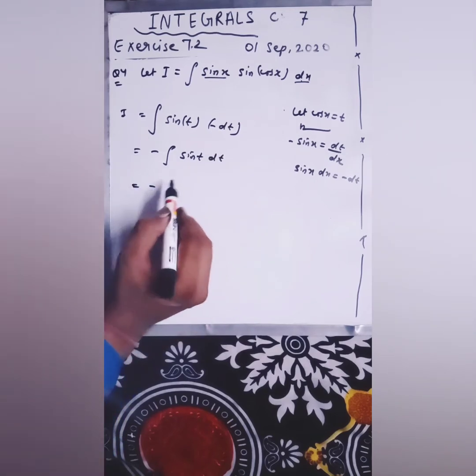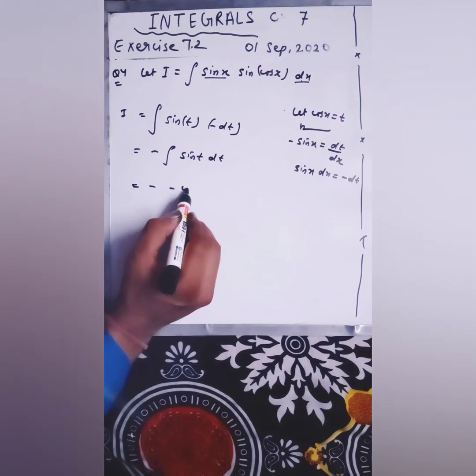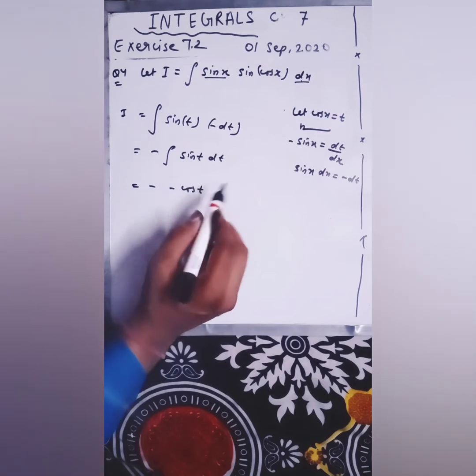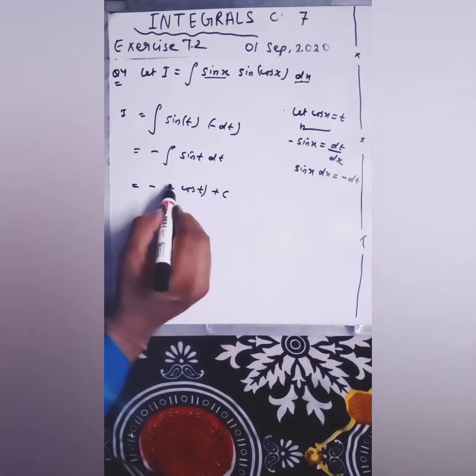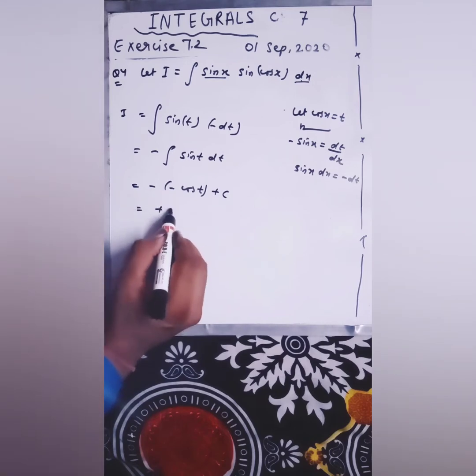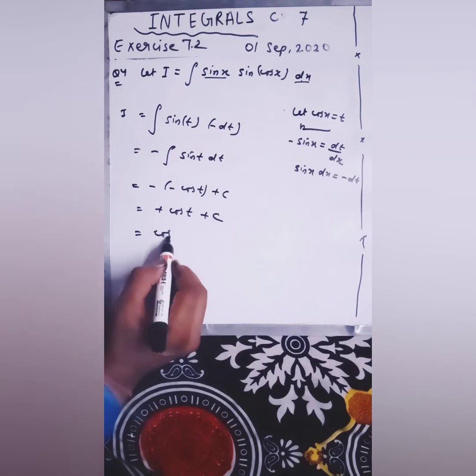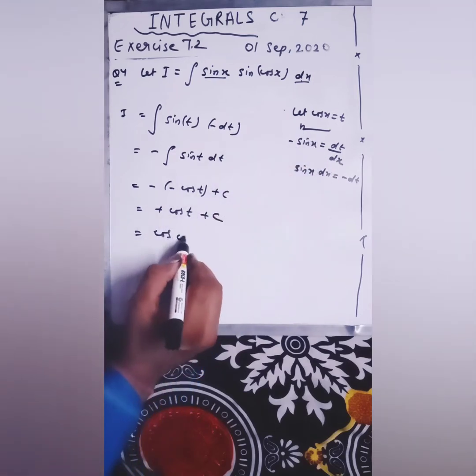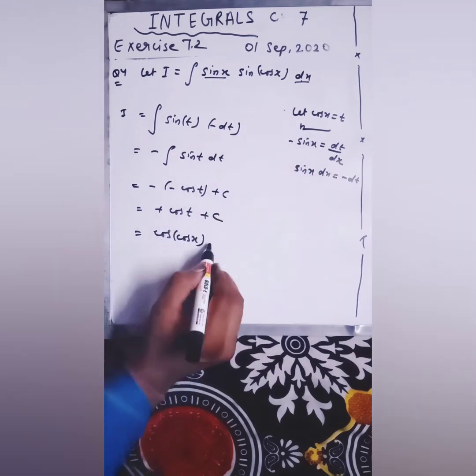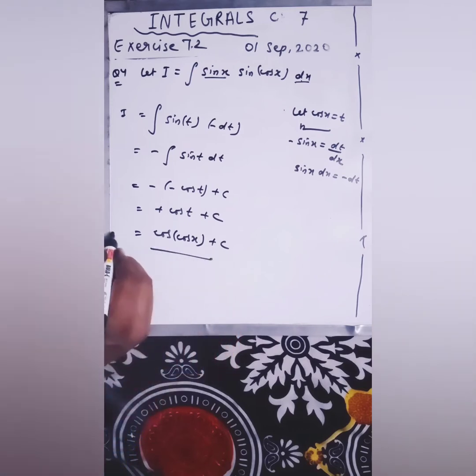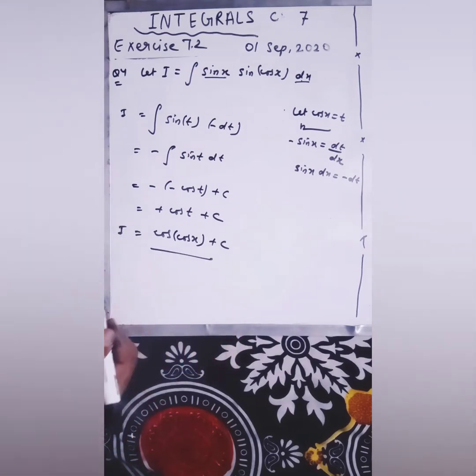Okay, now as you know that the integral of sin t is minus cos t plus c. So this minus minus will be positive, cos t plus c, and cos t is your cos x plus c. So this is the required answer. Okay, this is the required integral of the given question. Got it?